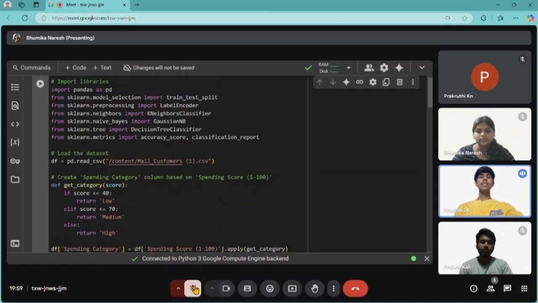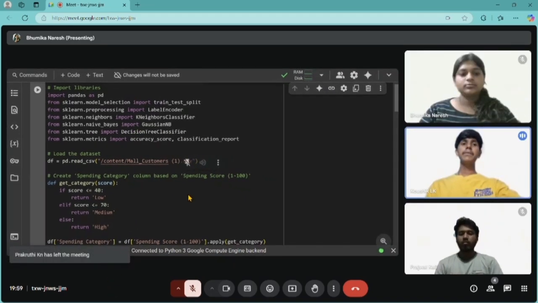Age, the age of the customers. Annual income, the income of the customers in thousands. Spending score, based on shopping habits, loyalty, etc. This is the target variable. Target class mapping: 1 to 40 is low, 41 to 70 is medium, 71 to 100 is high.